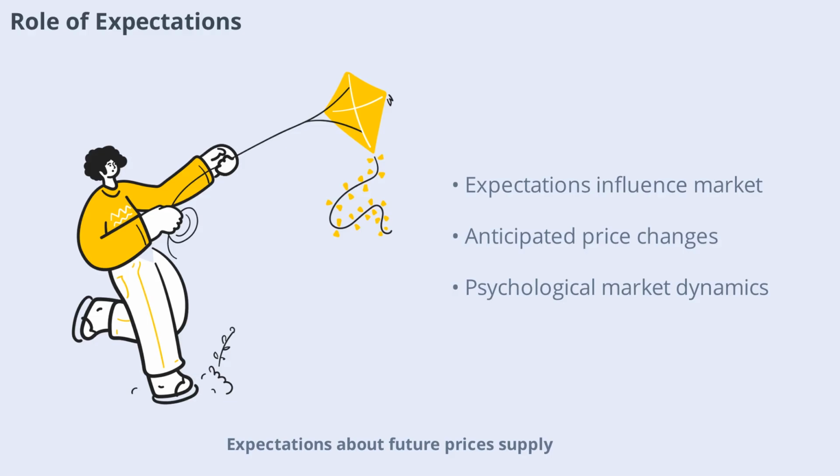Expectations about future prices, supply, and demand influence current market behavior. If buyers expect prices to rise, they may purchase more now, increasing demand. Producers may also adjust output based on anticipated changes. These expectations can temporarily shift equilibrium, highlighting the psychological aspect of market dynamics.